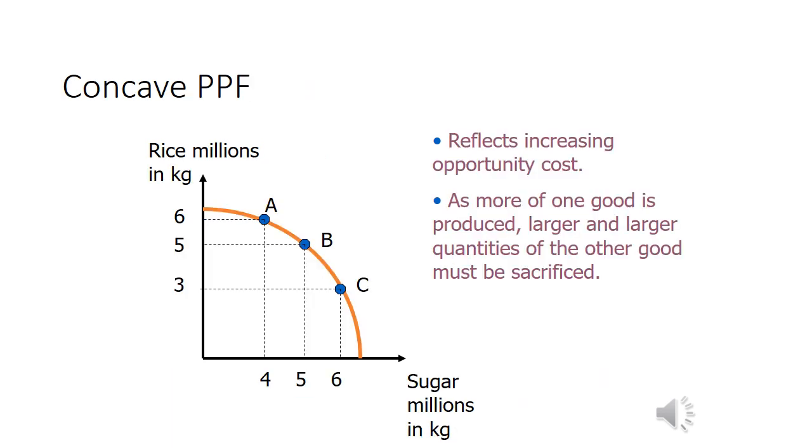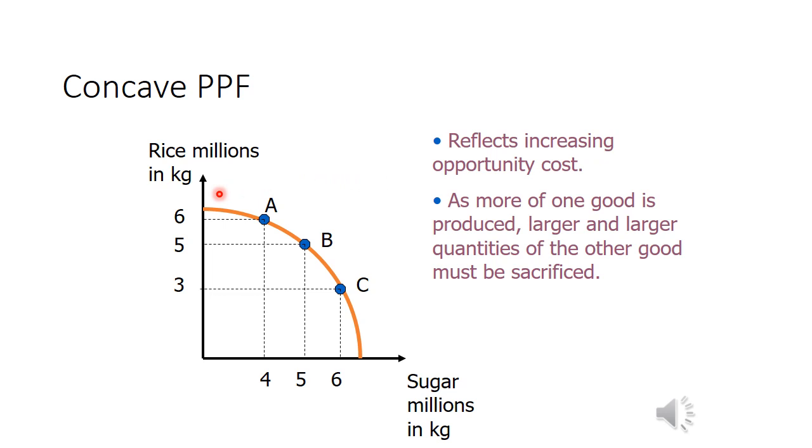Now, PPF comes in two shapes. The first one that we're going to talk about is a concave shape that looks like this. This is a concave shape. A concave shape reflects increasing opportunity cost. Now, how does this work out?